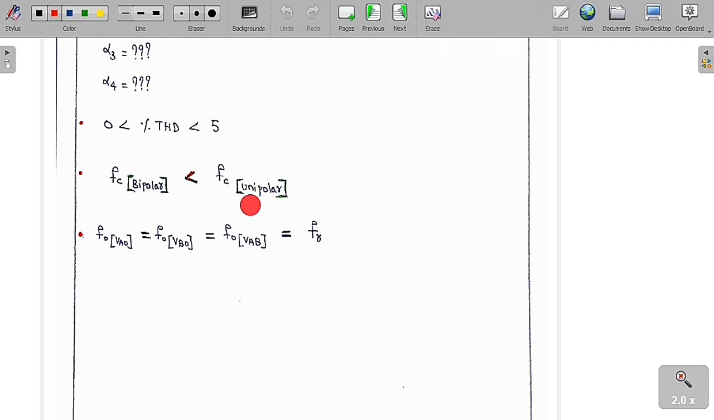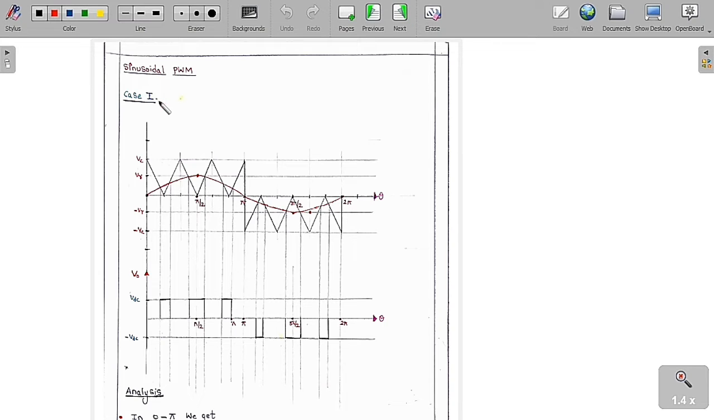Whereas if you increase the carrier signal frequency, the number of pulses in a given half cycle is going to increase. That is the only thing that you need to understand. So always in a unipolar, we are going to get more number of pulses in a given half cycle. Therefore the carrier signal in the unipolar is always greater than the carrier signal in the bipolar. Now we are going to study one more important basic concept, which is the sinusoidal PWM.